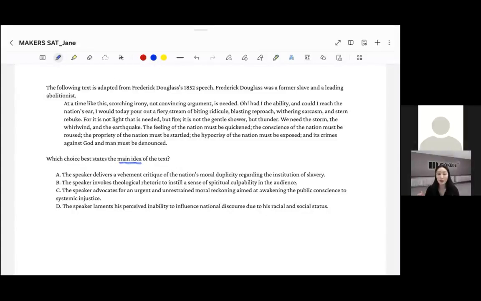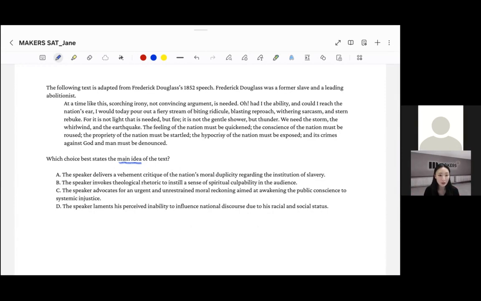So, to briefly summarize what I just read, this is an excerpt from Frederick Douglass's speech, and Douglass argues that calm reasoning is no longer enough. Instead, the nation would need intense, forceful criticism to awaken its conscience and confront the injustice of slavery. And he uses a lot of repetition, right? What to focus on here, since this is a main idea question, is number 1, the overall tone, number 2, the purpose, and number 3, repeated ideas. The purpose here would be to awaken and to shock the nation into action.